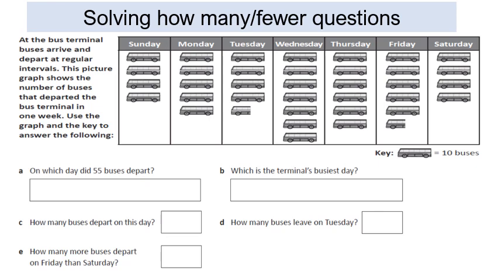Or you can go back to the graph and look at the pictures and you can see the difference down the bottom. Along Friday, you've got an extra bus and a half a bus, so that's 10 and 5, and that helps you work out the difference. The difference between Friday and Saturday is 15. Pause here and see if you can come up with your own how many more bus questions.